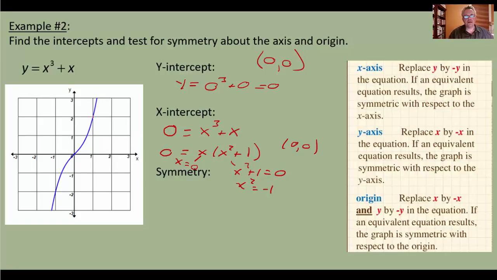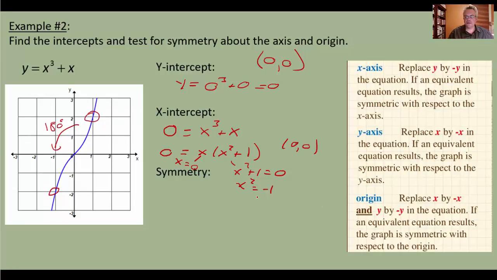It does have a symmetry. It's not symmetrical about the y-axis. It's not symmetrical about the x-axis. It's symmetrical about the origin. And you can see that this point right here will correspond to that point right there. If you turn this graph 180 degrees, like upside down, this point will lie right on top of this point.